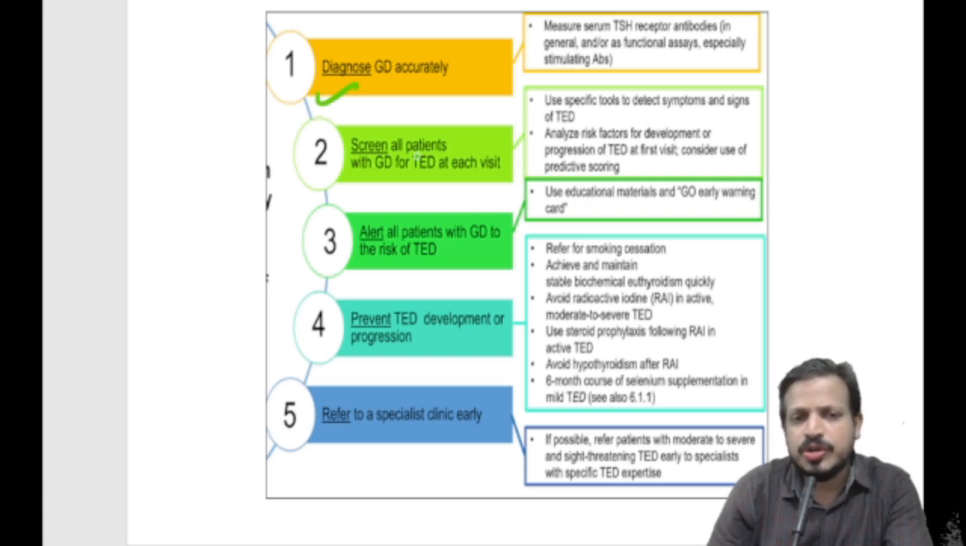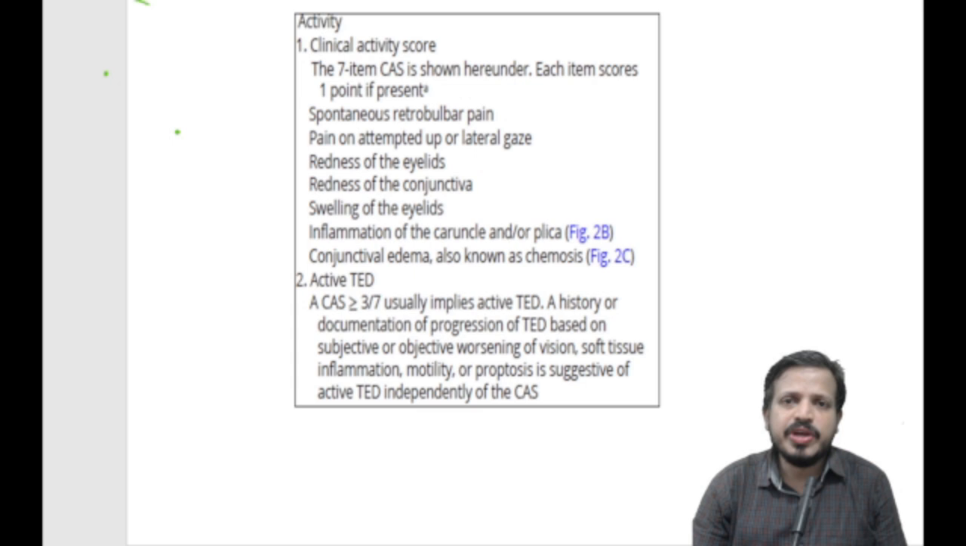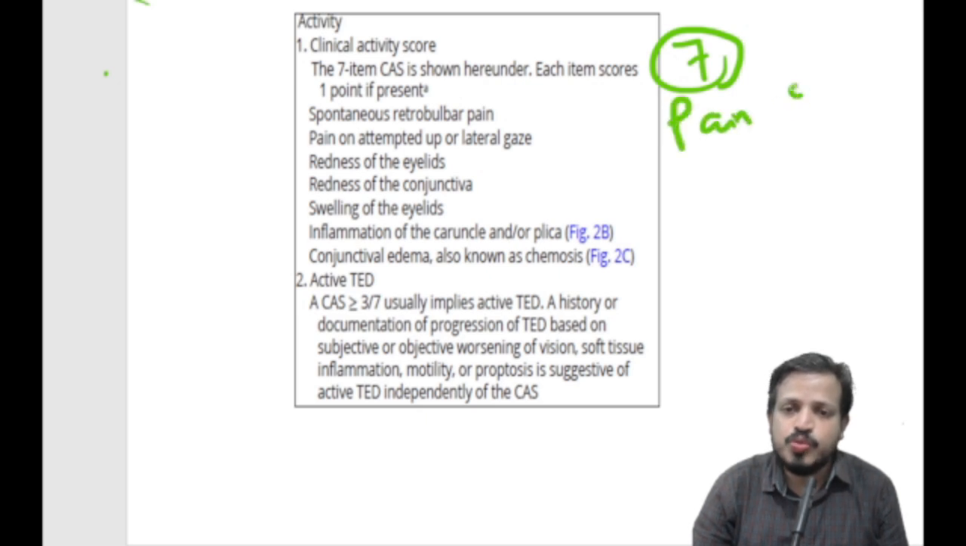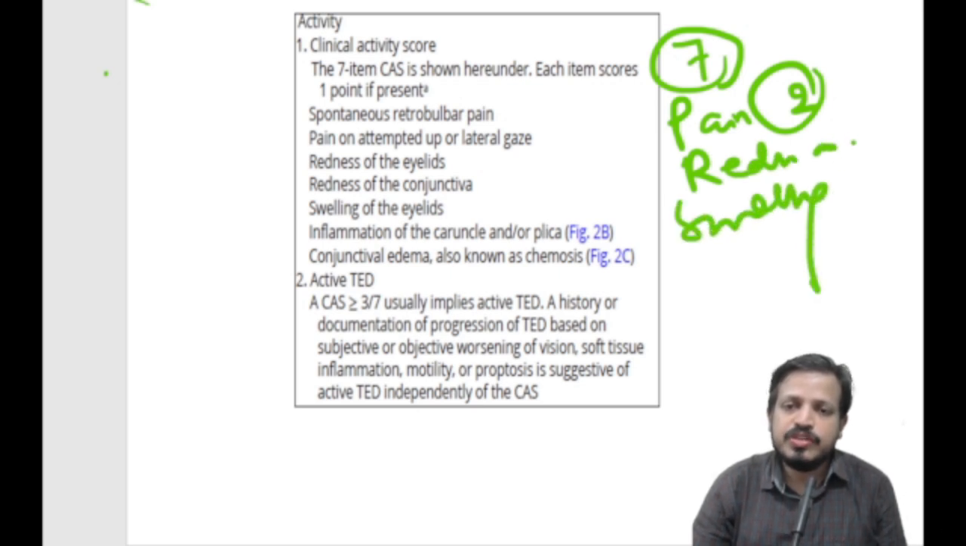And during diagnosis of Graves' disease early, we have to ask for thyroid receptor antibody. In the evaluation of thyroid eye disease, you have to look for the activity score, that is the clinical activity score. In the clinical activity score, there are 7 points: pain is 2 points, redness is 2 points, and swelling is 3 points.